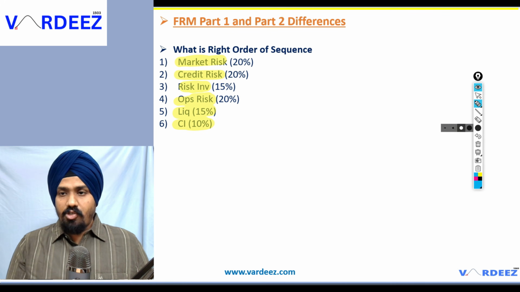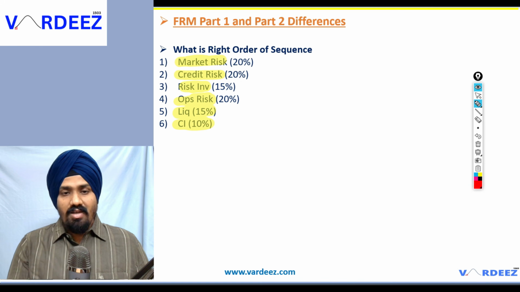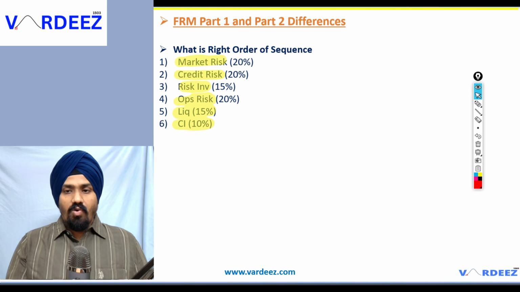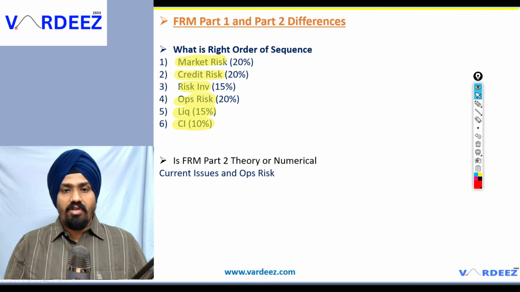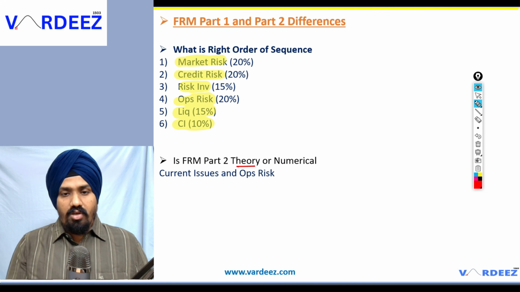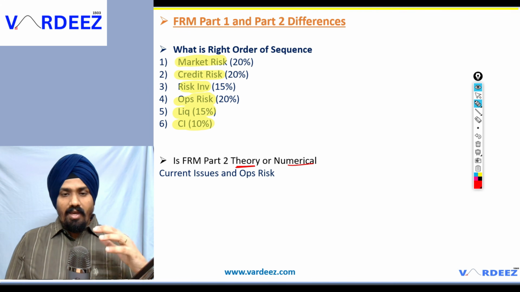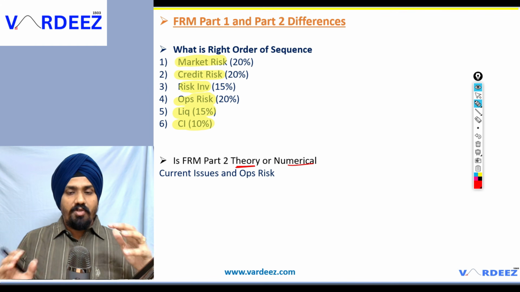Why do you take current issues at the end? Because it is mostly theory in nature. Okay, so moving on to the next question, is FRM part 2 theory or numerical? So many students have this doubt. Is it going to be theory? Are there a lot of chapters which are theory or numerical?